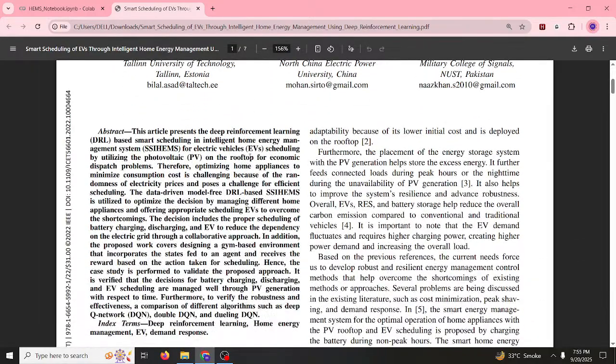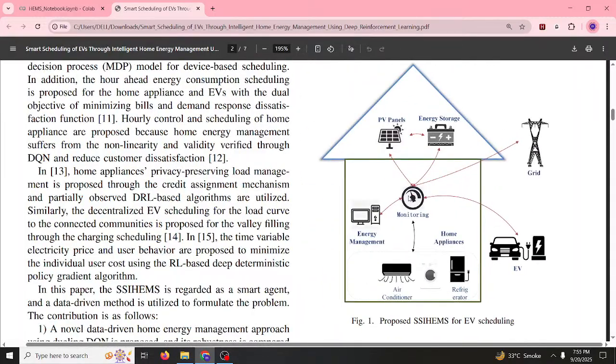So this paper mainly has two components. One is the home, here like this. The home is equipped with solar panel and energy storage. It is also connected with the grid, and the home contains different types of appliances which are being monitored by the reinforcement learning agent. The homes are also equipped with electric vehicle charging stations, low power charging stations, around 7.4 kilowatt, that can be added in the home for the purpose of charging EVs.